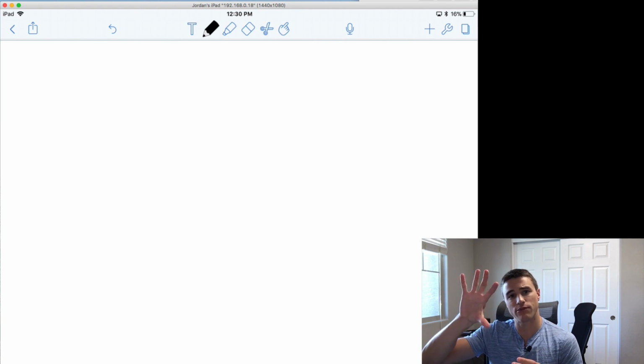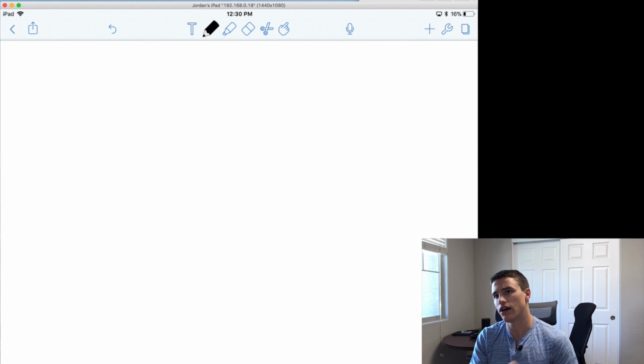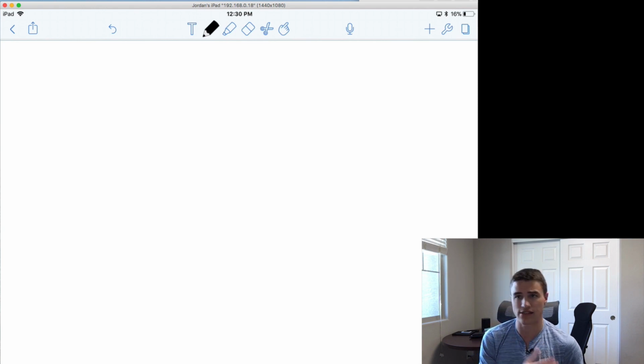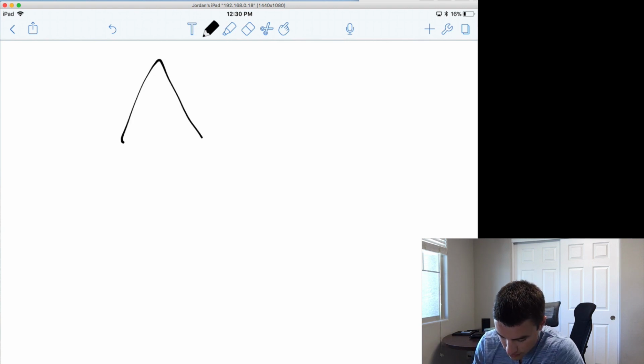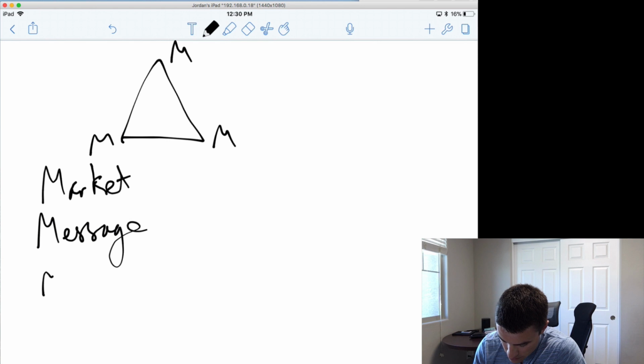the foundation of profitable advertising is called the 3 M's of advertising. I'm not entirely sure who came up with this. I did not come up with this. This is a well-known formula, but essentially it looks something like this. So if you think of a triangle, you have your 3 M's, right? And the M's stand for your market, your message, and your medium.